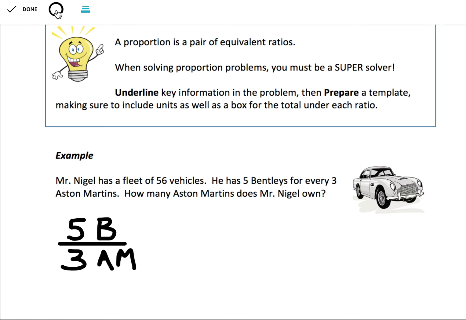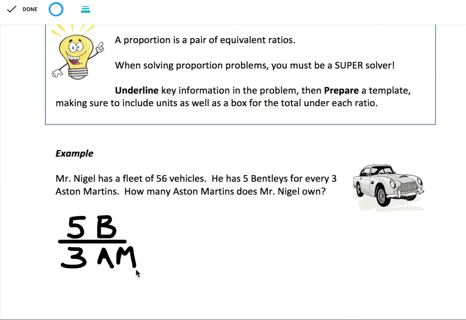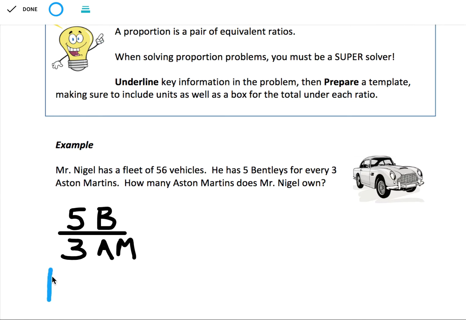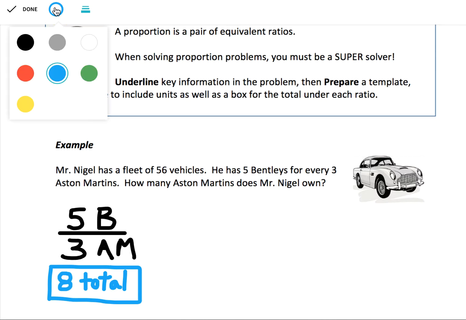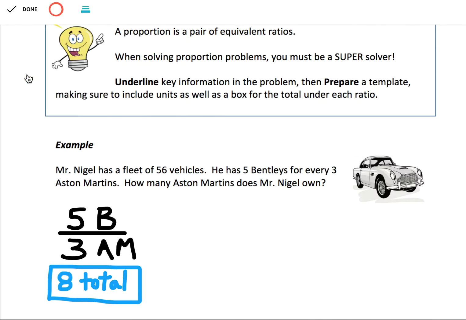And then we're going to take 5 and 3 and add them together and get 8. We're going to put that in a box underneath the ratio. Now you won't always need to use this box, but it's a good habit to get into of putting it in. So 8 total vehicles, right? So generally in proportion problems, you're going to always have these 3 pieces of information. And then you're going to have one more piece of information that you're going to need to solve the problem.